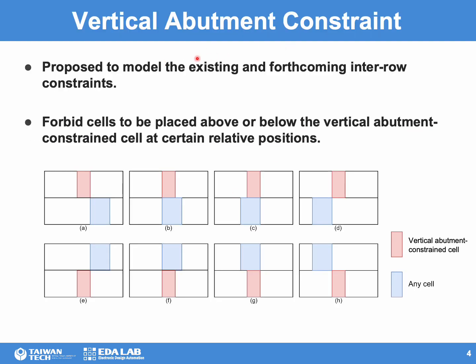The vertical abutment constraint in our work serves to model both existing and forthcoming interval constraints. For each benchmark, we choose a specific cell type as the vertical abutted constraint cell. In the graph below, the red cell represents the vertical abutted constraint cell. Our proposed constraint prohibits any cell from being placed at the 8th relative position indicated in the graph.